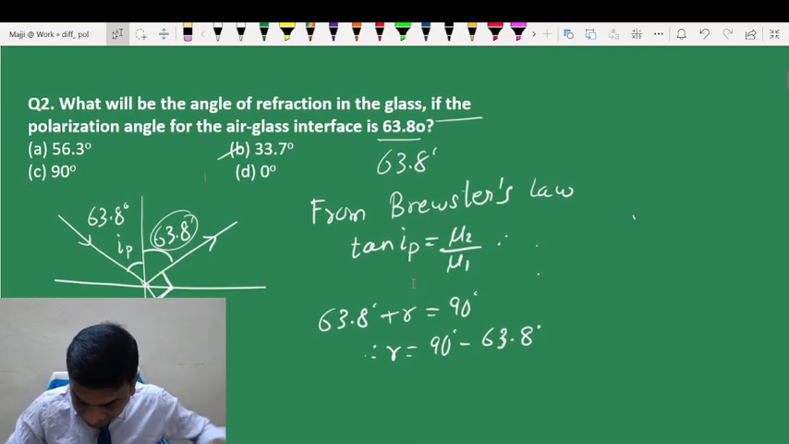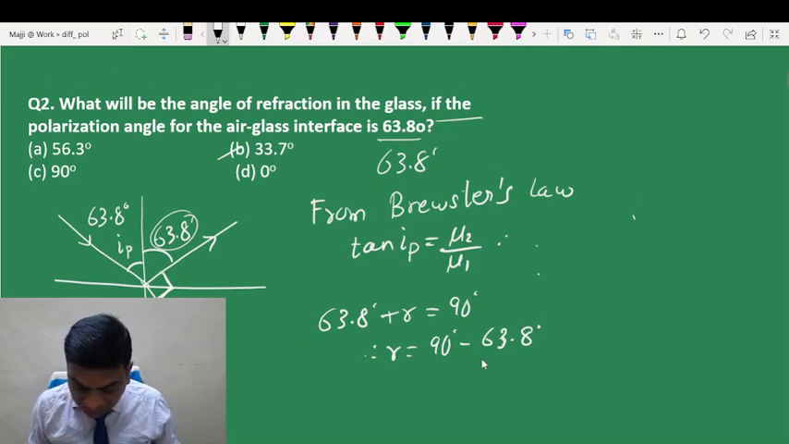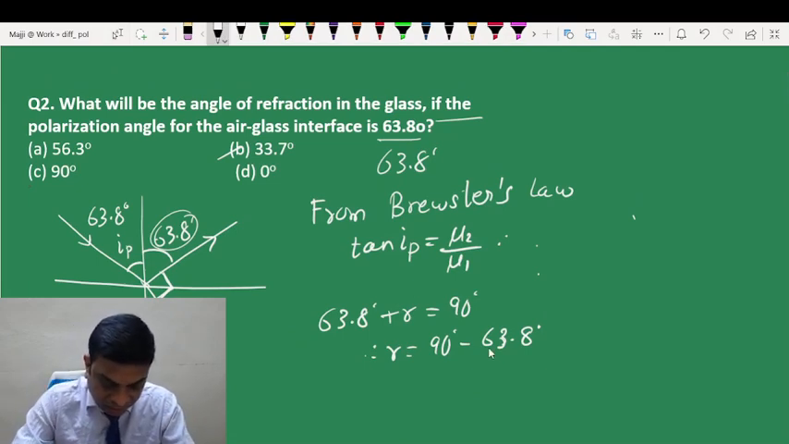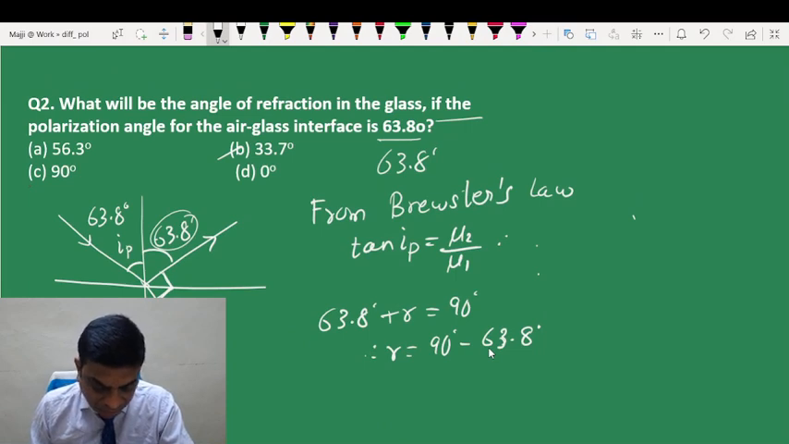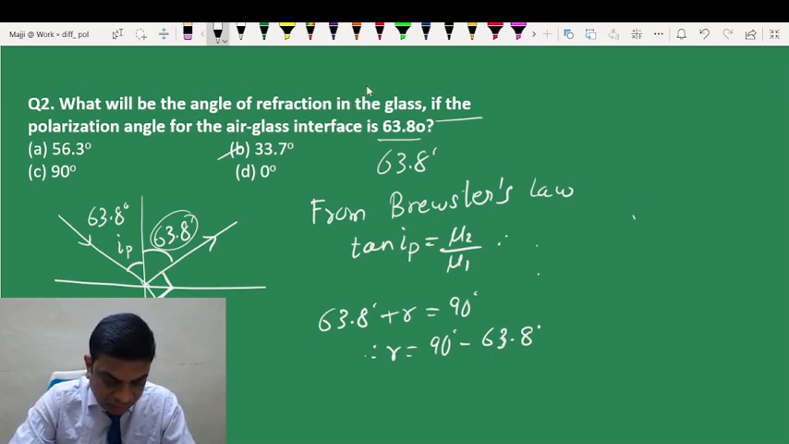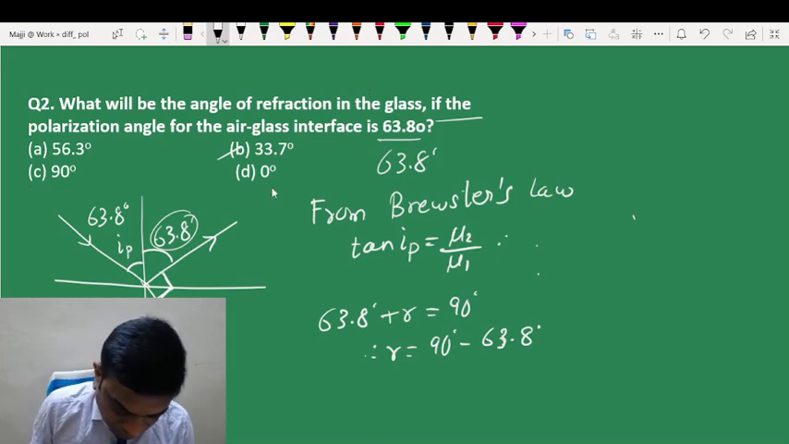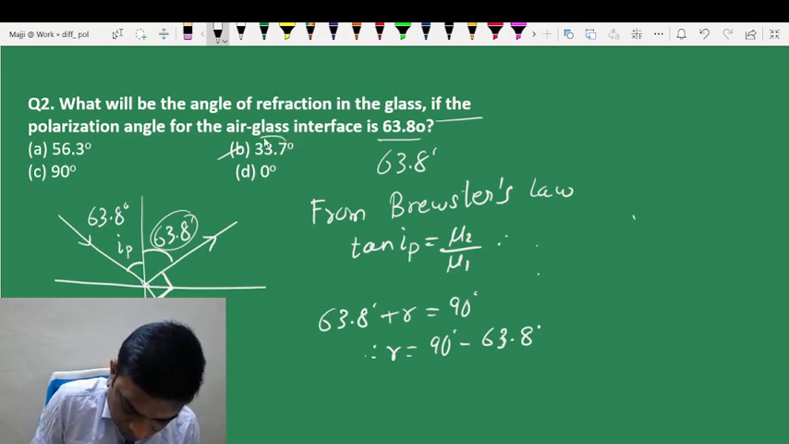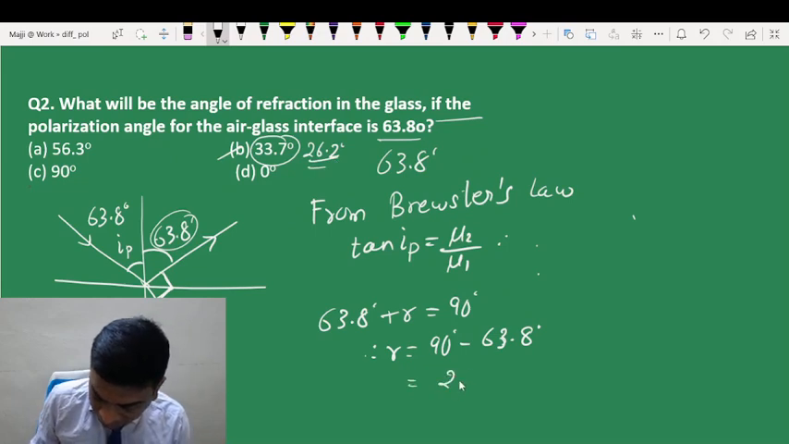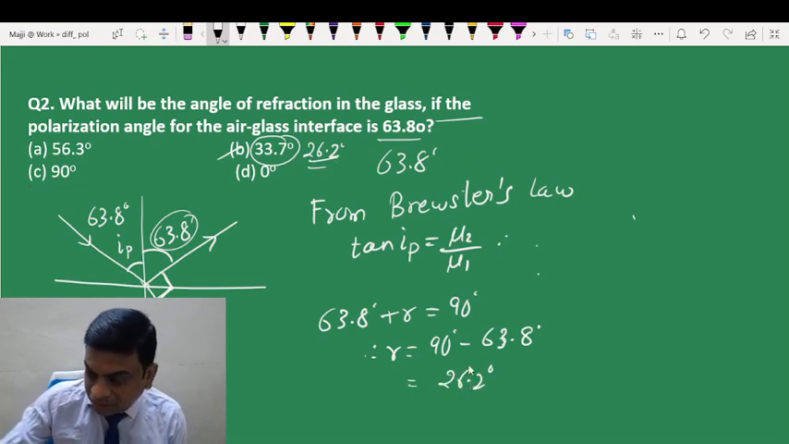90, this will be how much? Say 60. No, no, no. Somewhere the correct answer is not there, it seems. So I think somewhere there is some mistake. It should be 26.2. So the correct answer must be 26.2 degree. Okay, some mistake is there, I don't know.